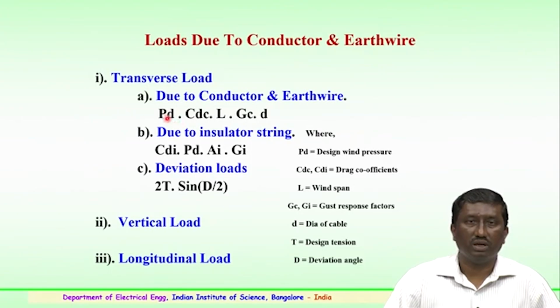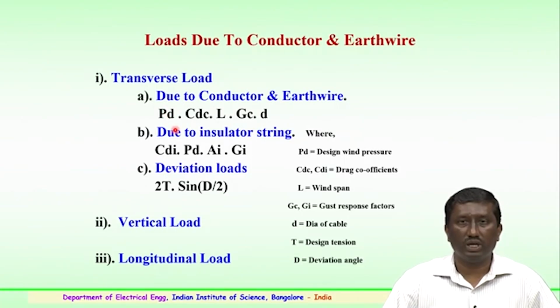The details are, for the transverse load due to the conductor and earth wire, it is PD, CD, CL, GC and D. These are the 5 factors to be borne in mind. So, due to the insulator string, CDI, PD, AI and GI are to be considered. In case of deviation loads, 2T sine D by 2 is considered, and for vertical loads suitable considerations have to be made, and for longitudinal loads.